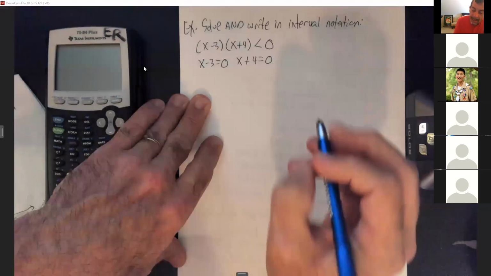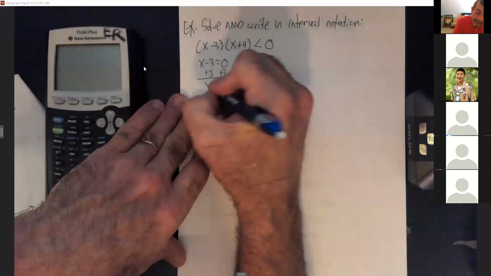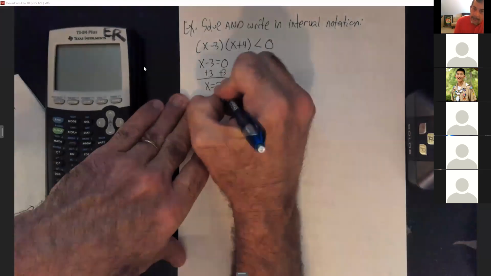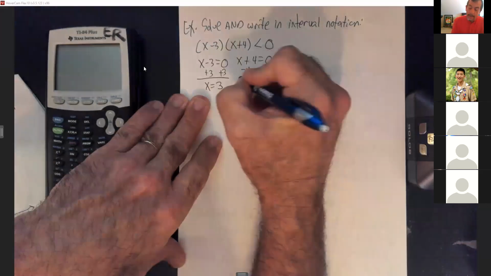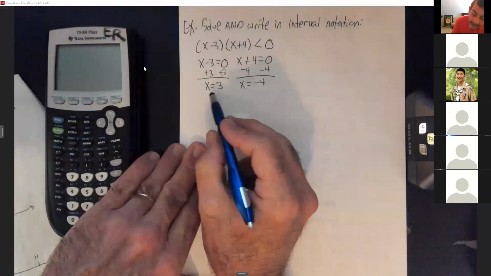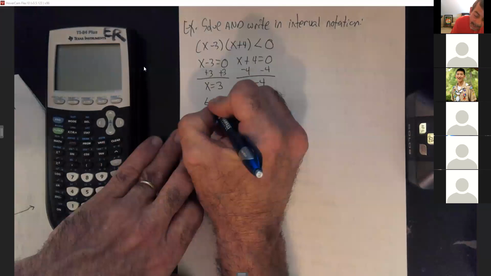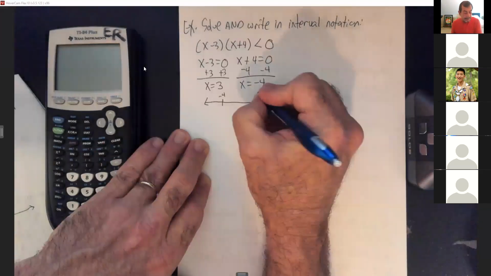So here I would add 3. So one answer is x equals 3. Second one, I would what? Minus 4. And I get x equals negative 4. So I got my two numbers. So now let's make our test interval. Negative 4 comes first, and then the 3.